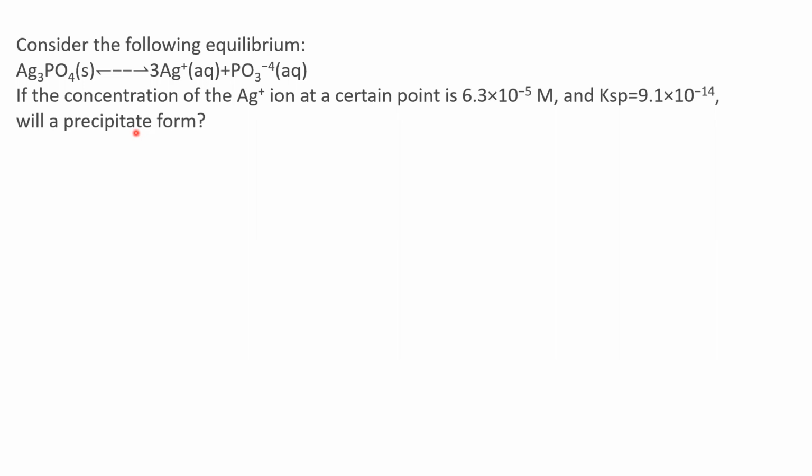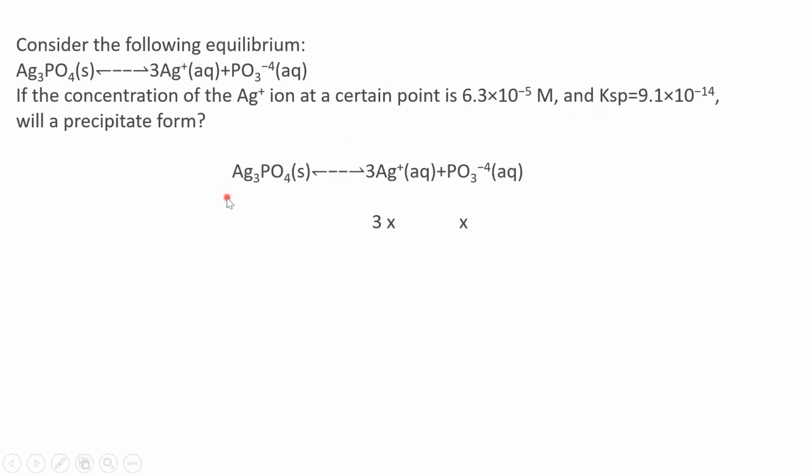So what we want to do is write our Q expression. Now, silver ions are going to be 3x. Phosphate ions are going to be 1x. We're given the silver ion is 6.3 times 10 to the minus 5. So we're given 3x. We want to calculate the phosphate ion, which would be x. Plug those numbers into our Q expression, and then compare that value to the KSP expression.